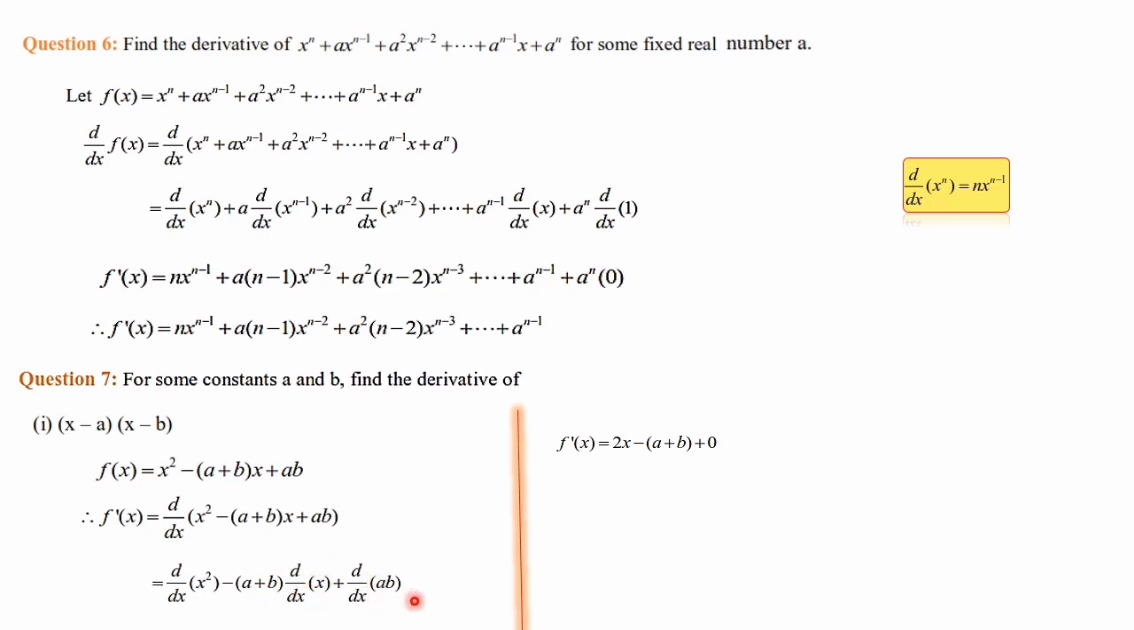then d by dx of constant. Since a and b are constants, their product is also a constant, so d by dx of a constant is 0, that's what here, plus 0. That is f dash x is equal to 2x minus a minus b. Let's remove the bracket. So we will be getting the answer as 2x minus a minus b. Then here there are two more questions, that is ax square plus b the whole square and x minus a by x minus b. So these two questions you will be doing as homework.